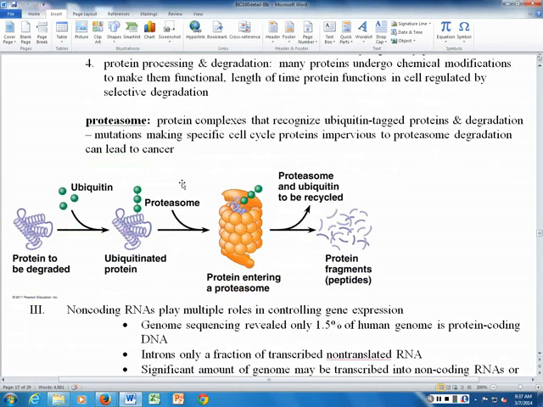So these proteasomes are protein complexes that recognize proteins tagged with ubiquitin and lead to degradation. Mutations can make specific cell cycle proteins become impervious to proteasomes, and they don't degrade like they're supposed to, which can lead to cancers.